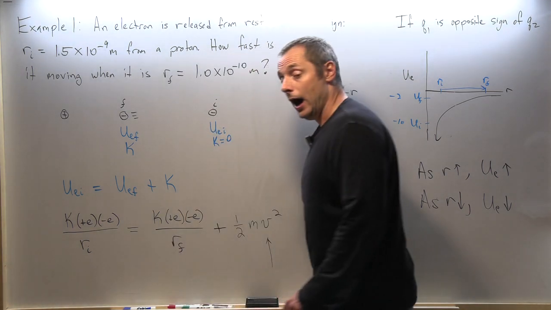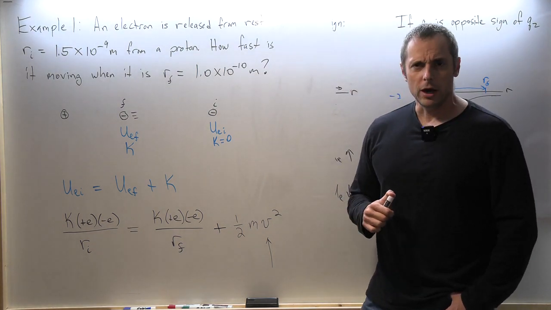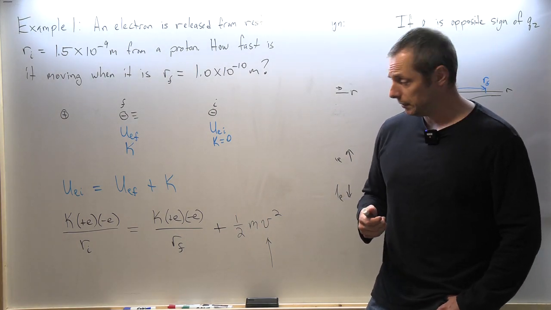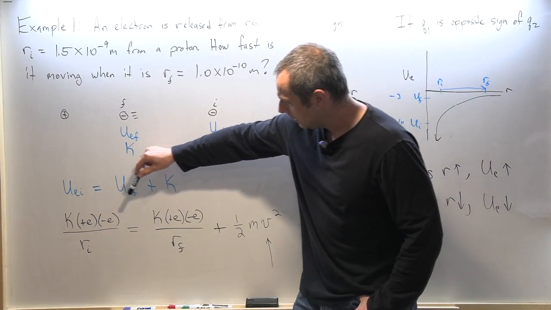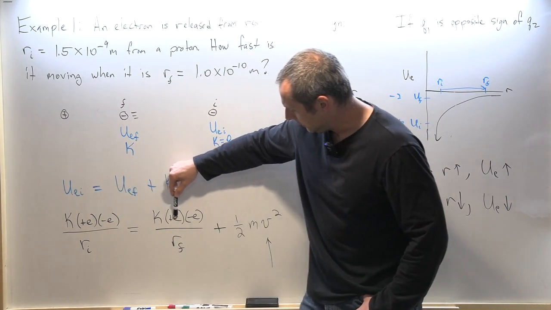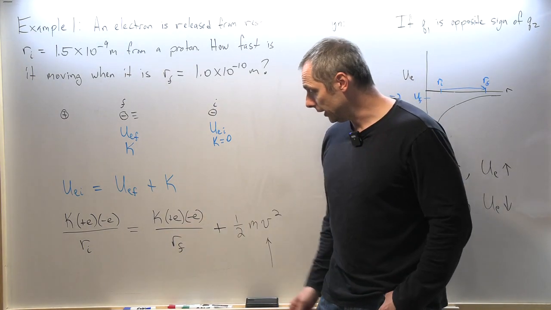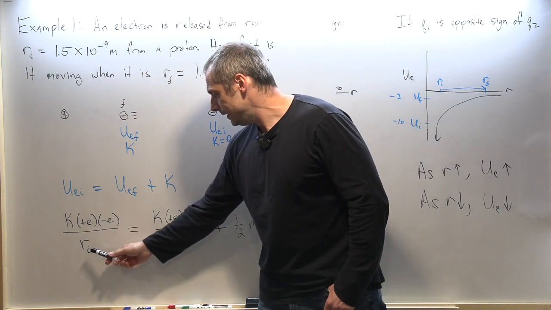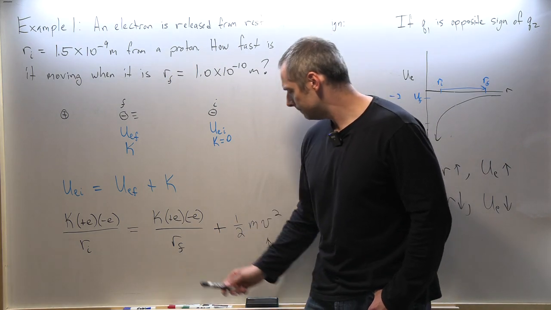I'm actually not going to plug in the numbers here because I think you can see that it's done, and I don't want to make the video too long. It's already going to be on the longer side. But 9 times 10 to the 9th goes here and here. 1.6 times 10 to the minus 19 goes in all the E's because the proton and electron have the same charge but opposite sign. R initial was 1.5 times 10 to the minus 9th. R final, 1.0 times 10 to the minus 10th.